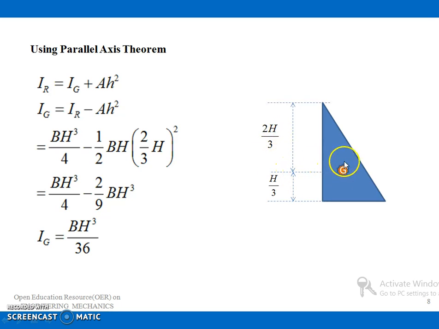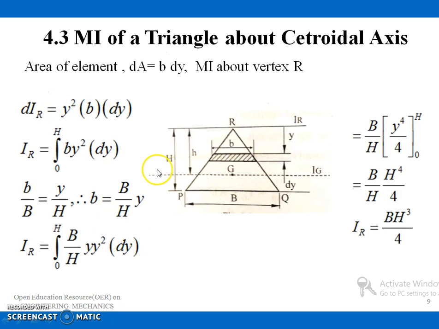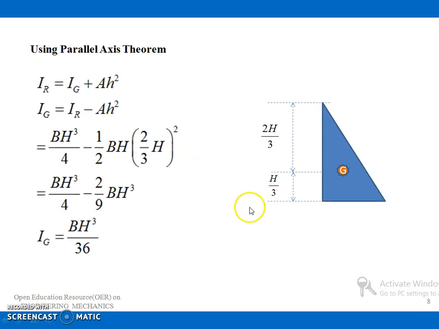This is a fundamental equation for the centre of gravity of a triangle. This has been explained in the previous video by my colleagues. So this distance is equal to 2h by 3 and this distance is equal to h by 3. Substituting the value of h in this equation, I can finally write Ig is equal to BH cube by 36. That is the moment of inertia of a triangular section about its centroidal axis, Ig is equal to BH cube by 36.